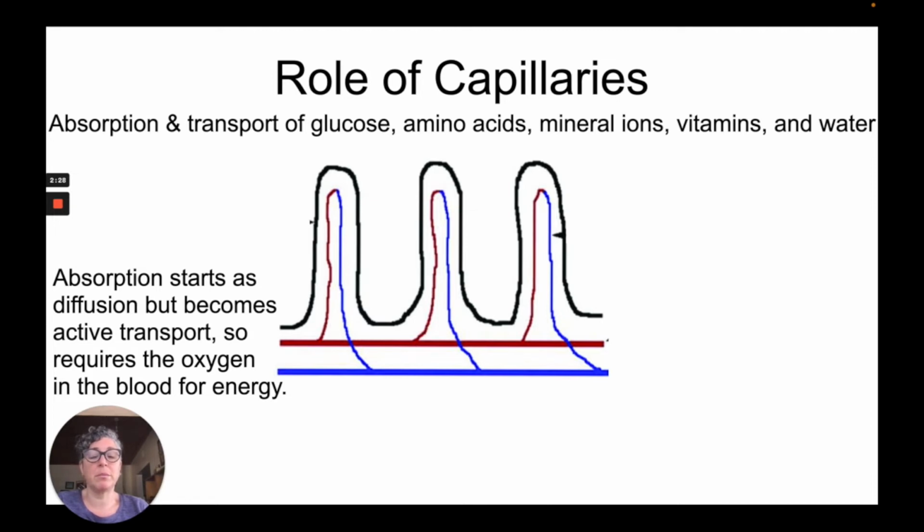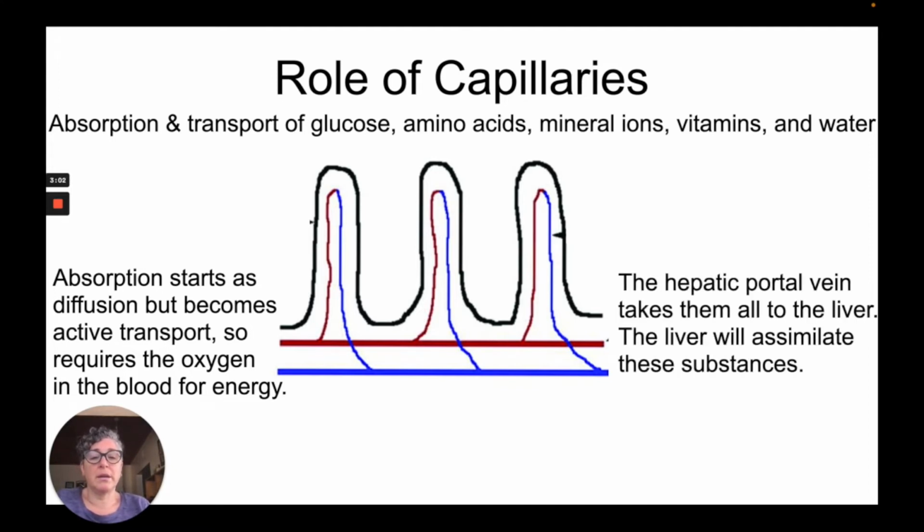But as more and more molecules of glucose and amino acids and ions move into the blood, the concentration gradient is going to change. And if we just relied on simple diffusion, those molecules would not move into the blood. So what's going to happen is active transport is going to be required. So therefore, the oxygen in the blood will be used to create energy to do respiration in those cells. And that will then create a situation where we have deoxygenated blood leaving the villi.